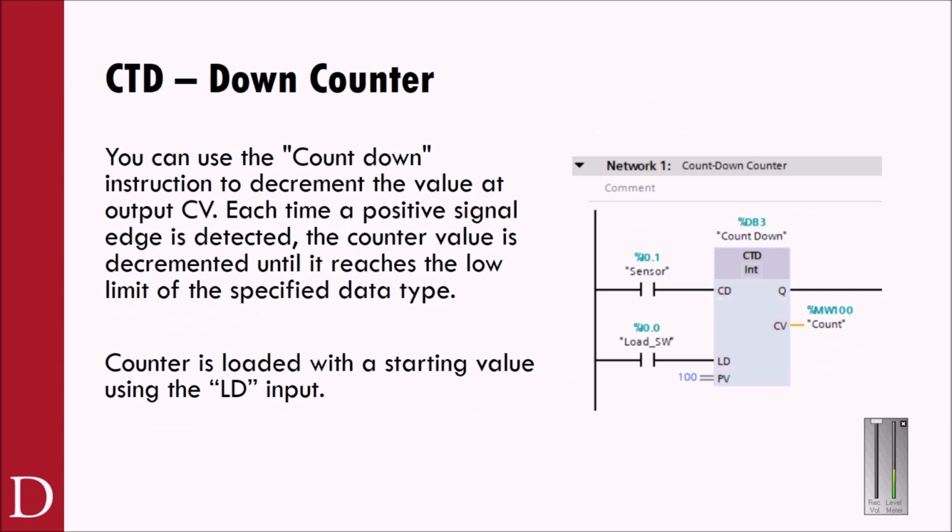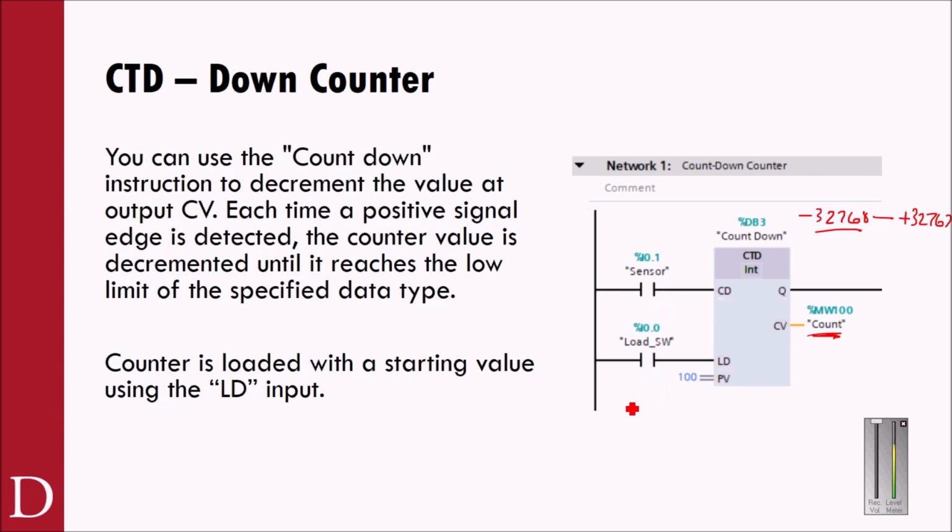The CTD counter uses the count down instruction to decrement the value at the CV. So this now is going to go down. Each time a positive signal is detected, the counter value is decremented until it reaches the low limit of the data type. So this time, the negative 32,768 would be my low limit, and my high limit would still be positive 32,767. So in this case, every time I go up here, I'm going to count down.